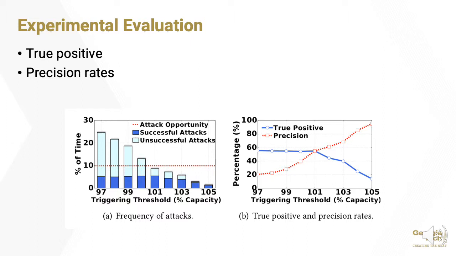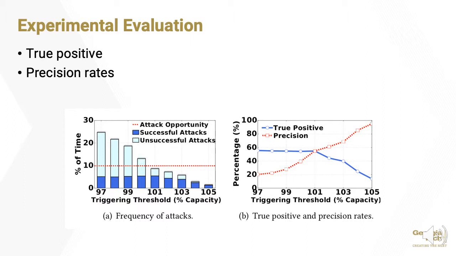True positive and precision rates. As the attacker cannot launch attacks too frequently, true positive and precision rates are important metrics. True positive rate is defined as the percentage of available attack opportunities captured by the attacker, while the precision is the percentage of successful attacks among all the launched attacks.